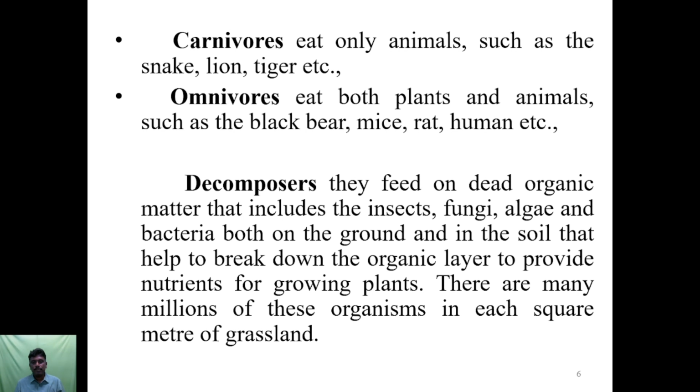These decomposers, we often cannot see with our naked eye. Sometimes we can see them; bacteria we cannot see, but algae and insects we can see. They are micro in size. There are many millions of these organisms in each square meter of grassland.